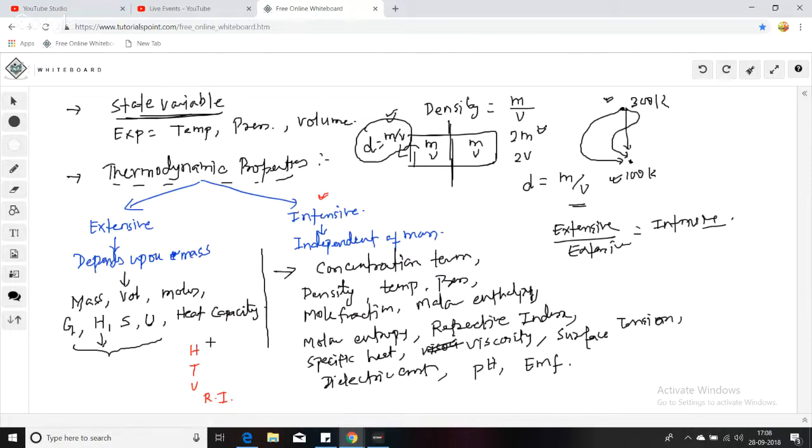So you see, enthalpy is an extensive property, so not possible. Temperature is an intensive property. Volume is also an extensive property. Refractive index is an intensive property. So the answer will be B and D in this. Which of these are intensive properties? Enthalpy, temperature, volume, refractive index. Temperature and refractive index are the intensive properties.